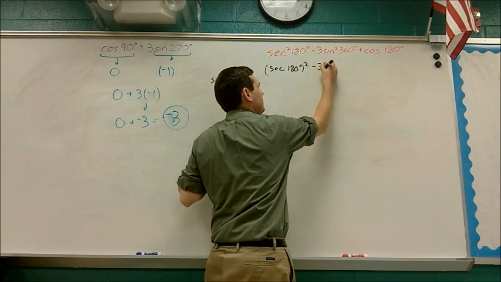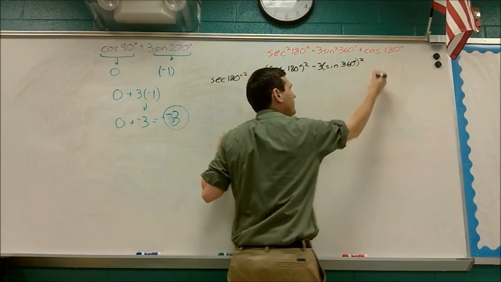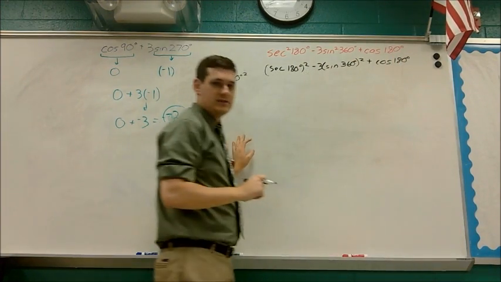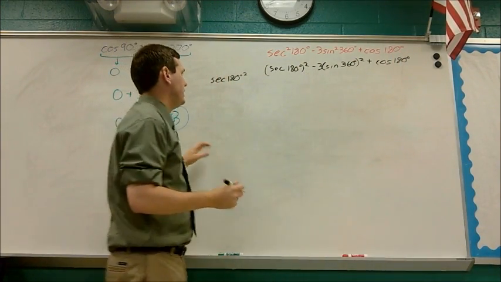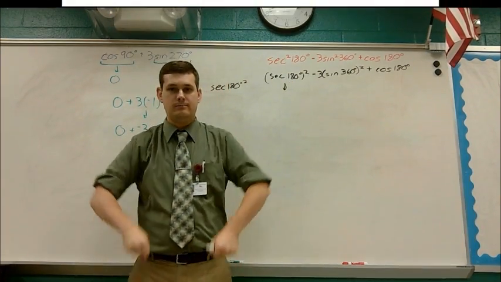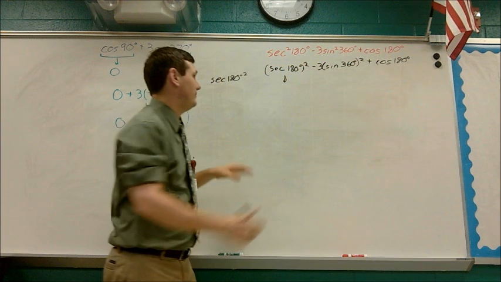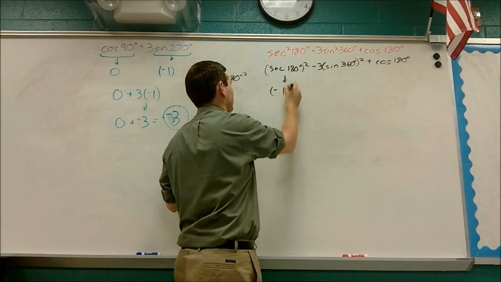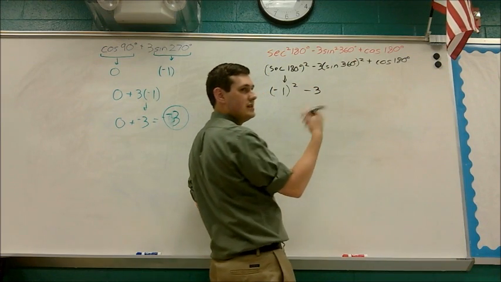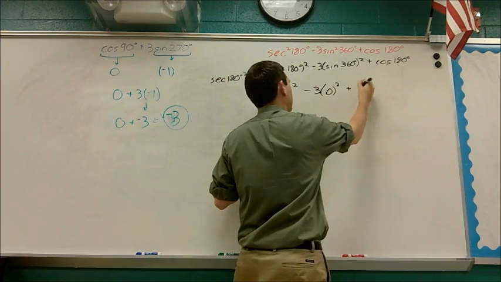This is 3 times the sine of 360 degrees squared plus cosine of 180 degrees. So secant of 180 we found out on the chart, which I'll pull up right now. It's -1. -1 squared minus 3, the sine of 360 is 0, times 0 squared plus, and the cosine of 180 is -1.